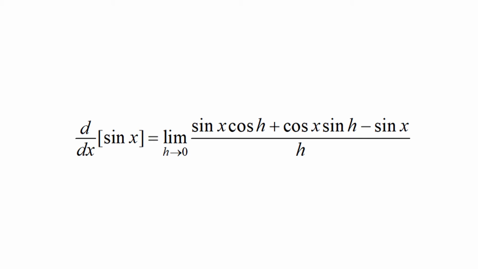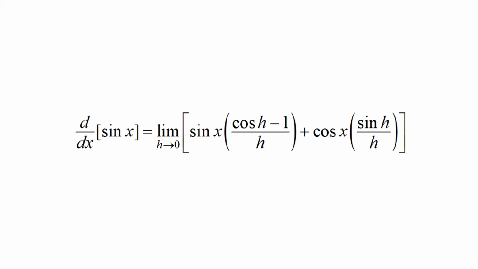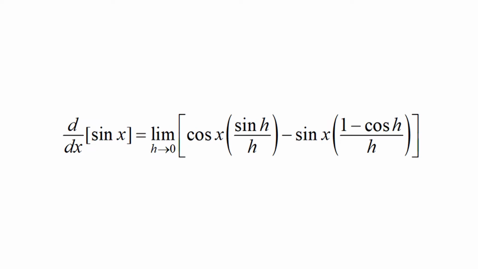Now, using the trigonometric identity sin of a plus b equal to sin a cos b plus cos a sin b, the above gives d by dx of sin x equals limit h tends to 0 of sin x into cos h plus cos x into sin h minus sin x whole divided by h. By bringing common factors together, we obtain limit h tends to 0 of sin x into cos h minus 1 whole divided by h plus cos x into sin h by h. A rearrangement gives limit h tends to 0 of cos x into sin h by h minus sin x into 1 minus cos h whole divided by h.